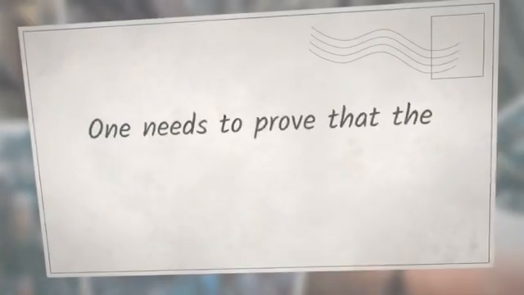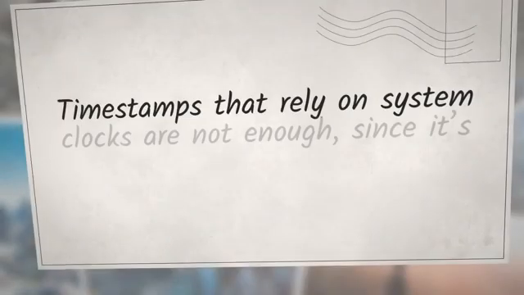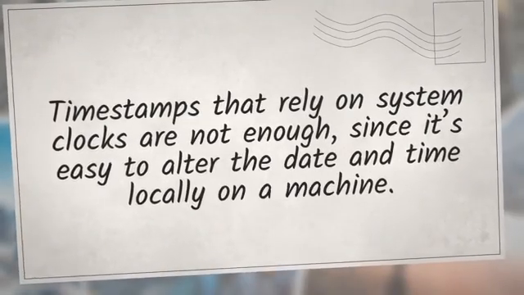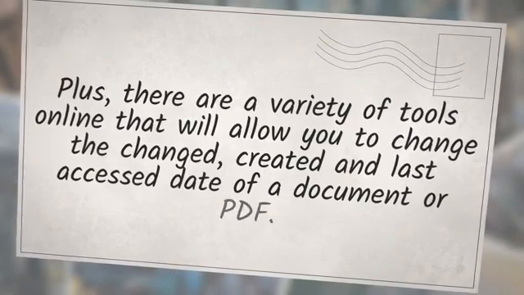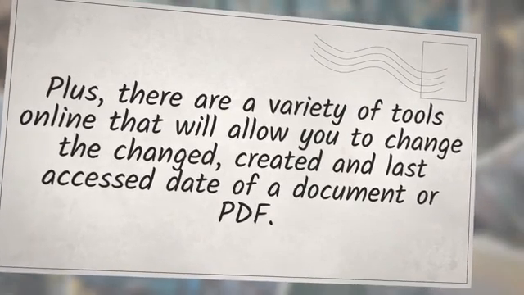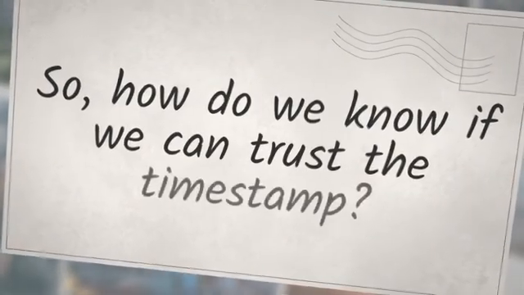One needs to prove that the signing really happened and when exactly, and whether the signature is valid. Timestamps that rely on system clocks are not enough, since it's easy to alter the date and time locally on a machine. Plus, there are a variety of tools online that will allow you to change the changed, created, and last access date of a document or PDF. So, how do we know if we can trust the timestamp?